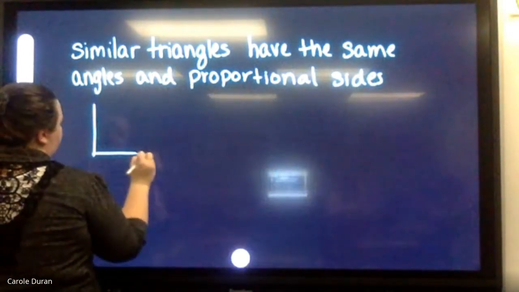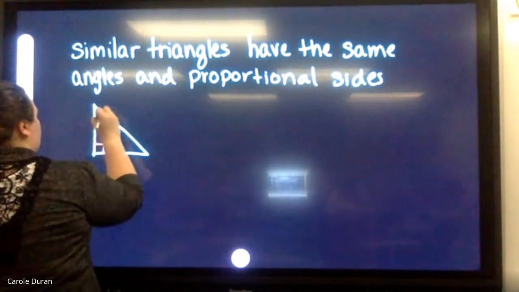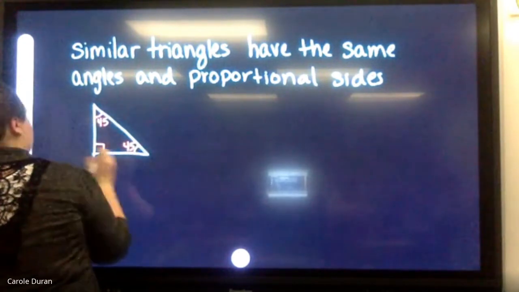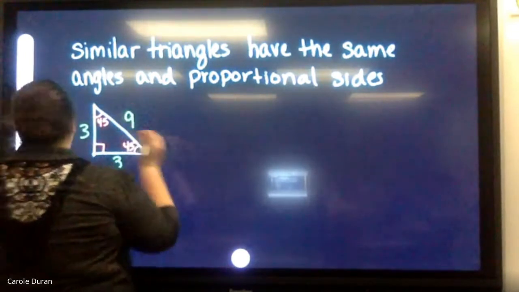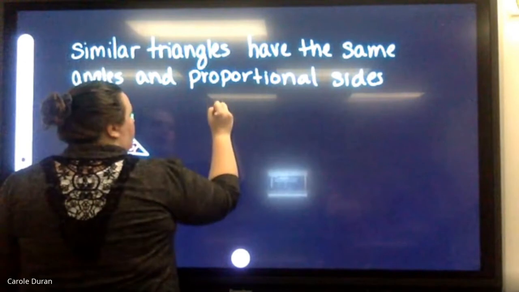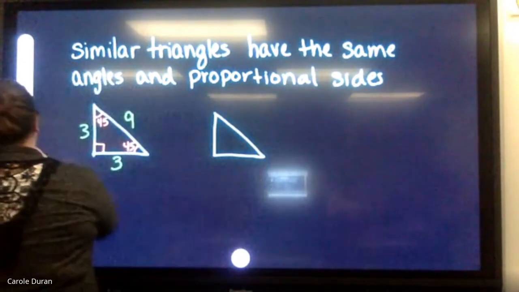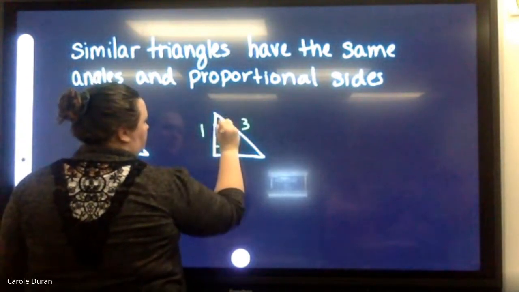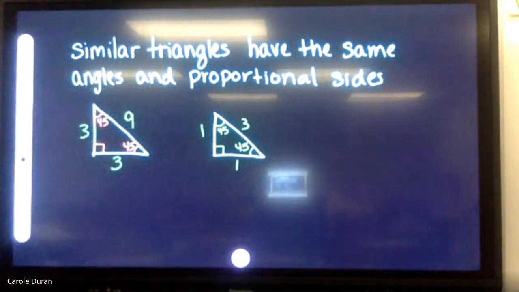I'm also going to draw an example just so you can see what I mean when I'm talking about similar triangles. Okay, so this right here would be an example of proportional and similar triangles.